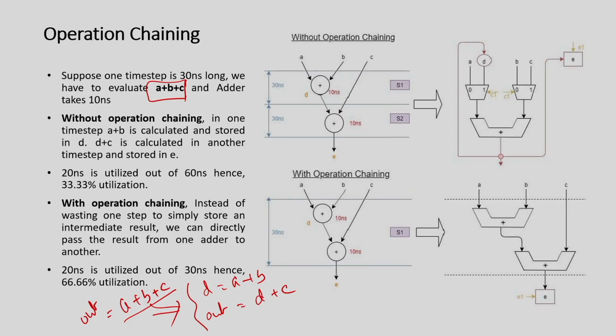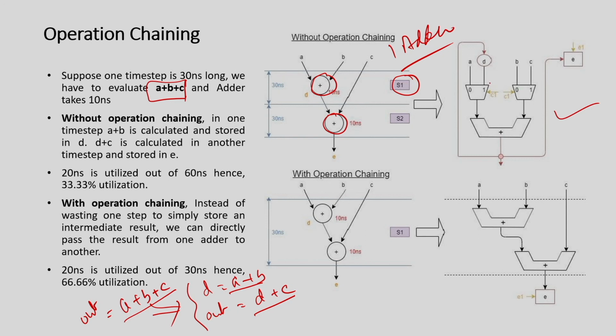Let me explain in the context of A plus B plus C. In the normal scheduling we have discussed, I do A plus B in time stamp 1, and then D plus C in time stamp 2. So it is 2 time stamps to perform this operation. But if you do this in 2 time stamps, I need only one adder. I can share the adder between these 2 operations, because they happen in 2 different time stamps, and this will be the architecture.